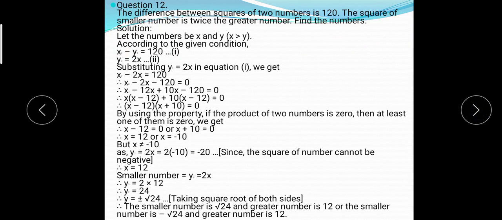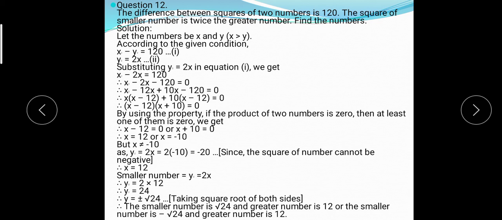Now, the difference between the squares of two numbers is 120. The square of the smaller number is twice the greater number. Find the numbers. Let the numbers be x and y. The difference between the squares of two numbers is 120, means x square minus y square is 120 according to the first condition. Now, what is the second condition? The square of the smaller number. Let y be the smaller number, because x square minus y square is 120 means y is the smaller number. The square of the smaller number is twice the greater number. So what is it here? y square is equal to 2x.